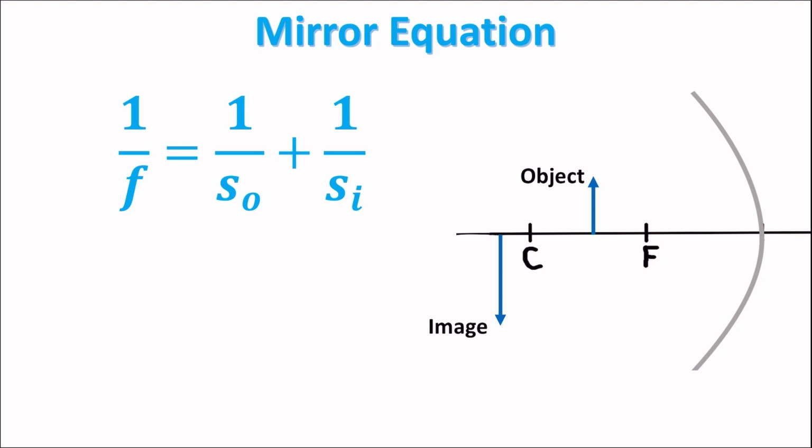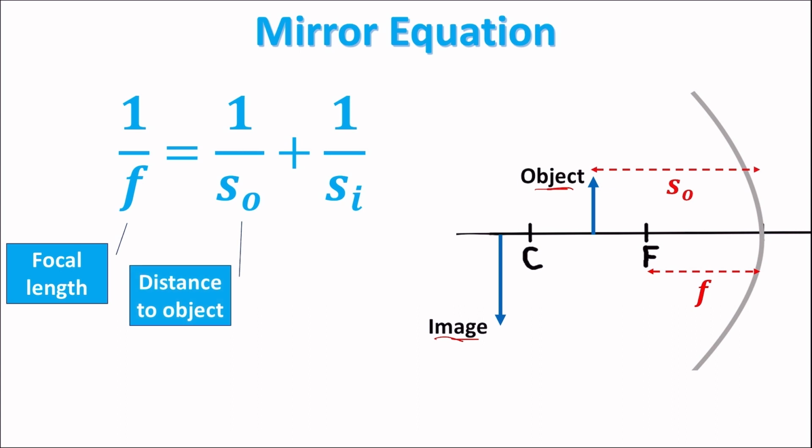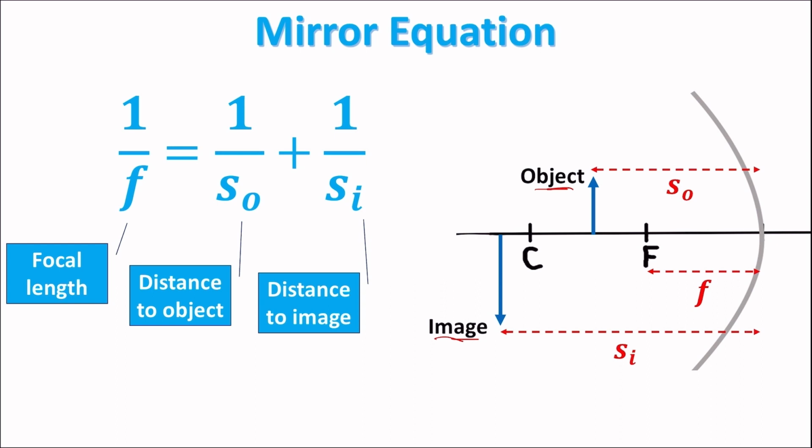The mirror equation for a spherical mirror relates how far an object placed from the mirror is to the distance that its corresponding image will be from the mirror. The equation says 1 over f, where f is the focal length of the mirror, equals 1 over SO, where SO is the distance between the object and the mirror, plus 1 over SI, where SI is the distance from the image to the mirror.